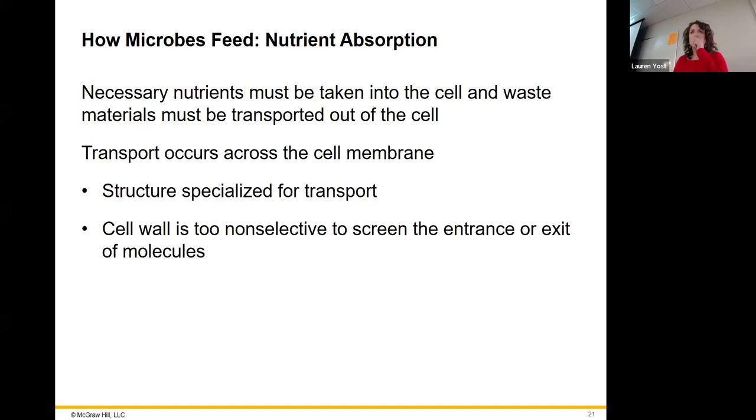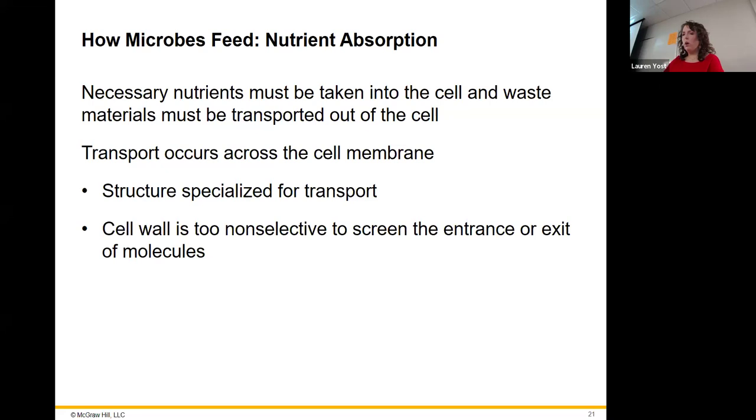Okay, nutrient absorption. We have to get our nutrients into the cell somehow. We know that the cell membrane is semi-permeable. Remember how we had discussed how it can transport water molecules and other tiny non-polar molecules across, but most things can't cross naturally across the lipid bilayer. So that's a problem. But that's where all of our in and out happens, at the cell membrane. So how are we going to be controlling it? How are we going to be allowing that to happen?